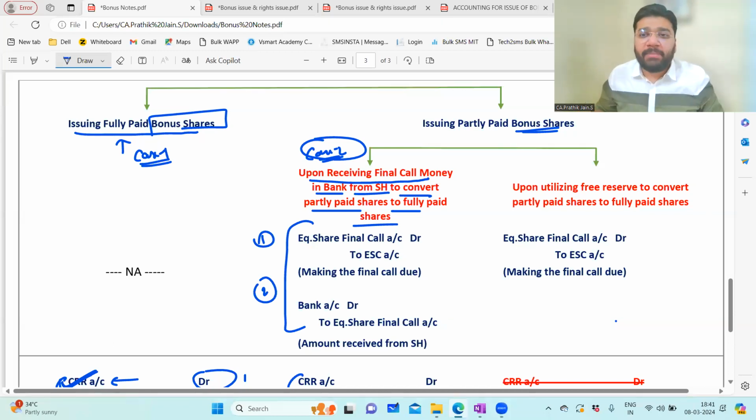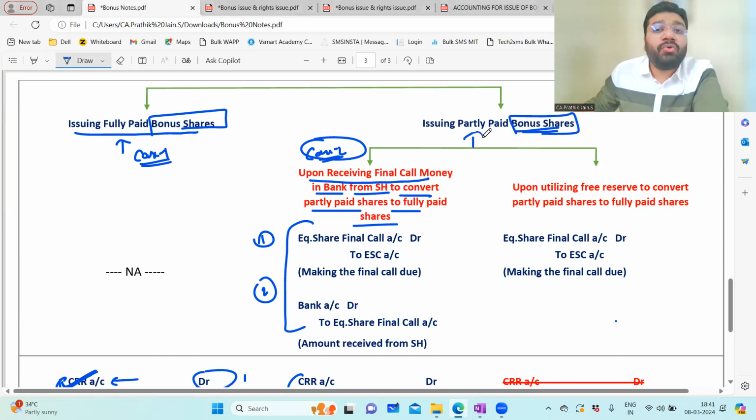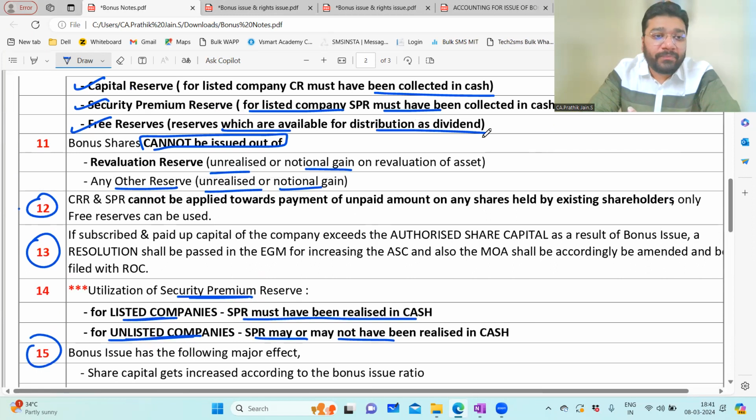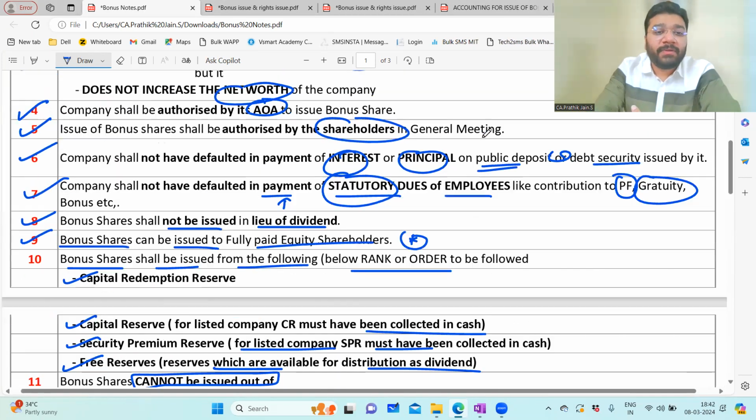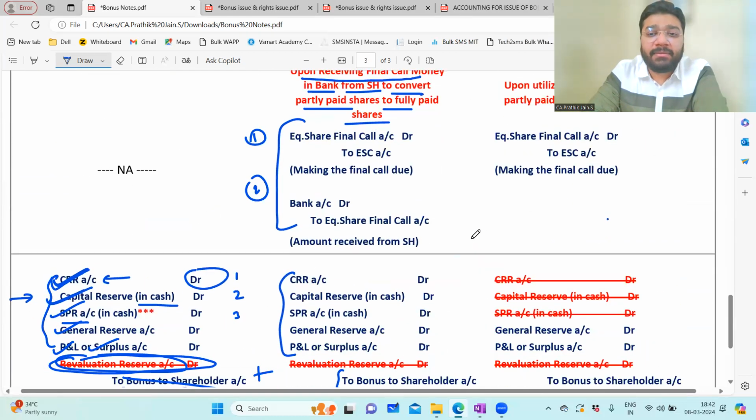Yes, people, welcome back from the break. So let's continue. Now we are heading forward for the last segment of this topic, where we are going to issue the bonus shares to partly paid equity shares. Now, this is something you might feel contrary to what we have discussed earlier. You said that, sir, we can issue the bonus shares only to the fully paid equity shareholders. Then what is this drama all about?